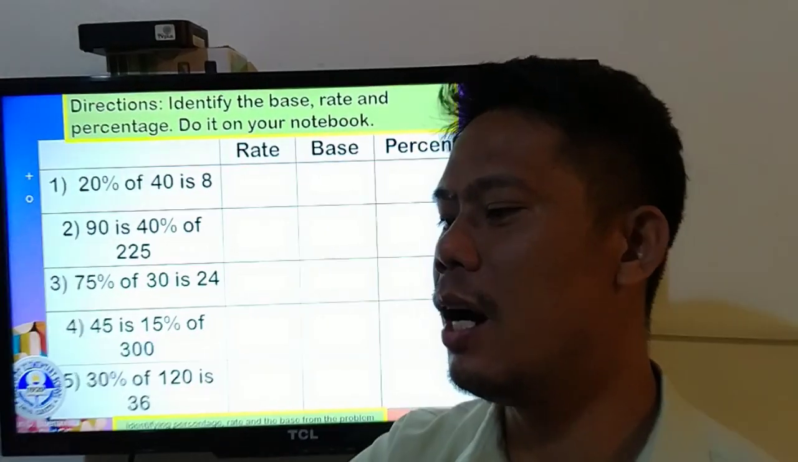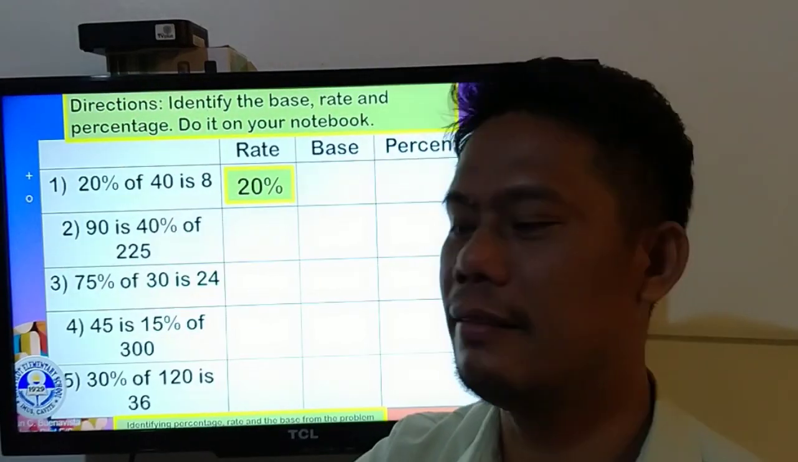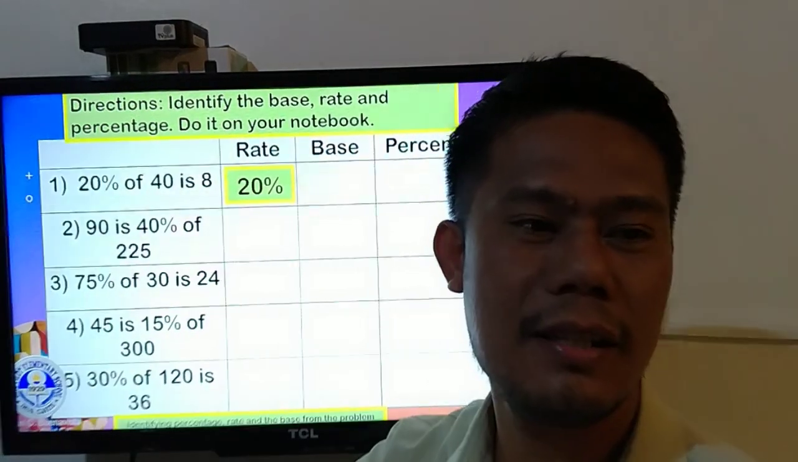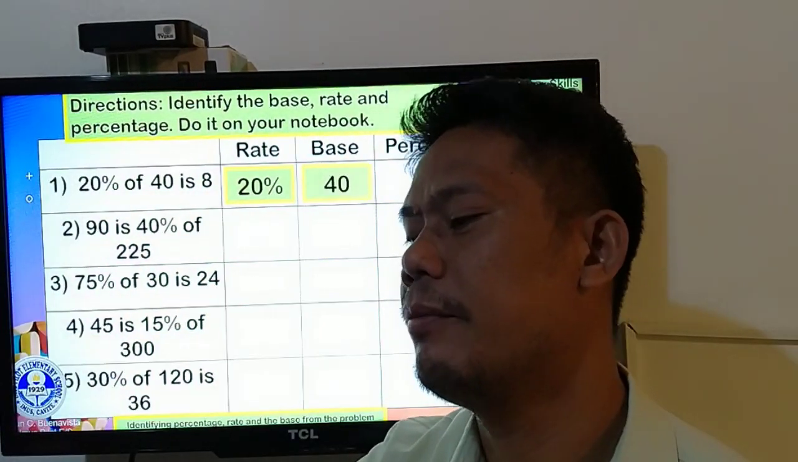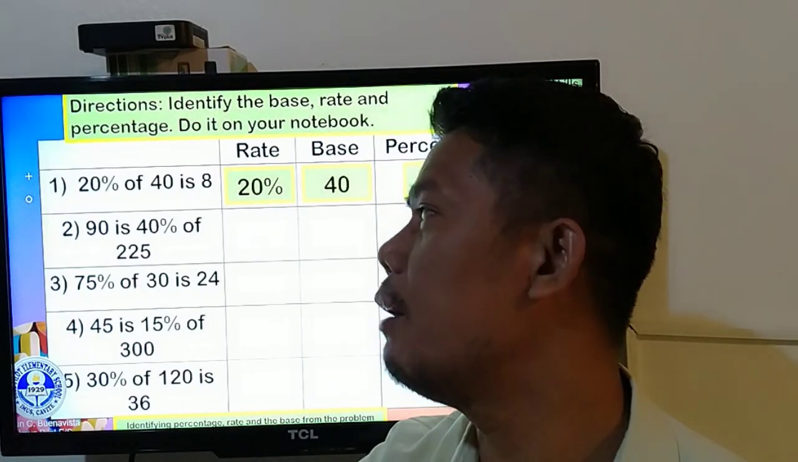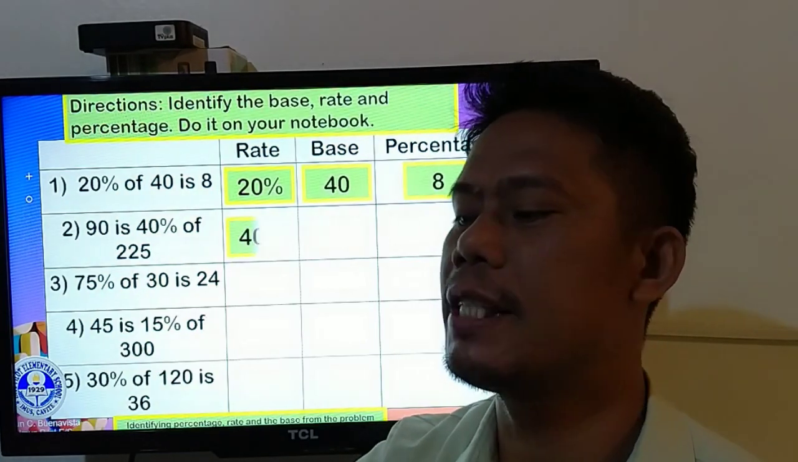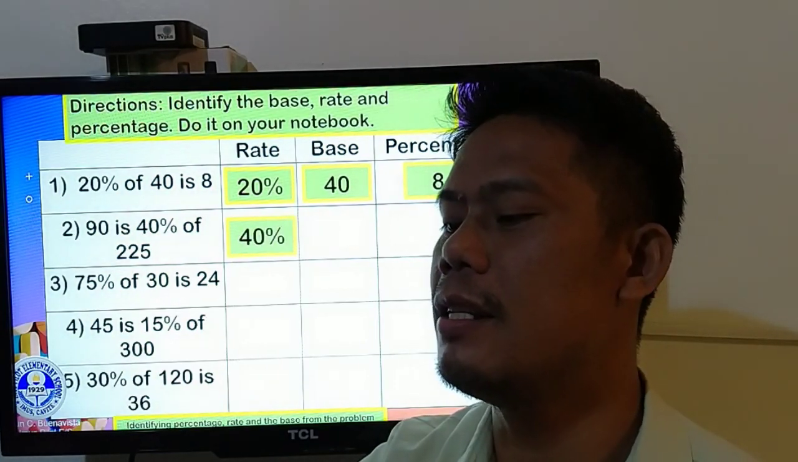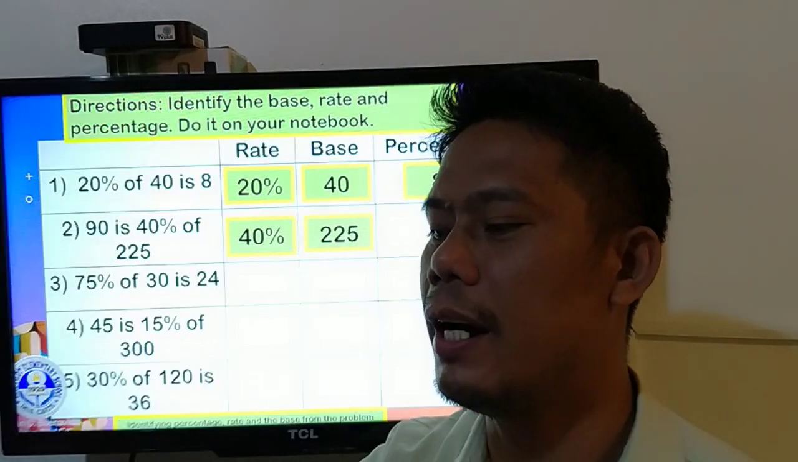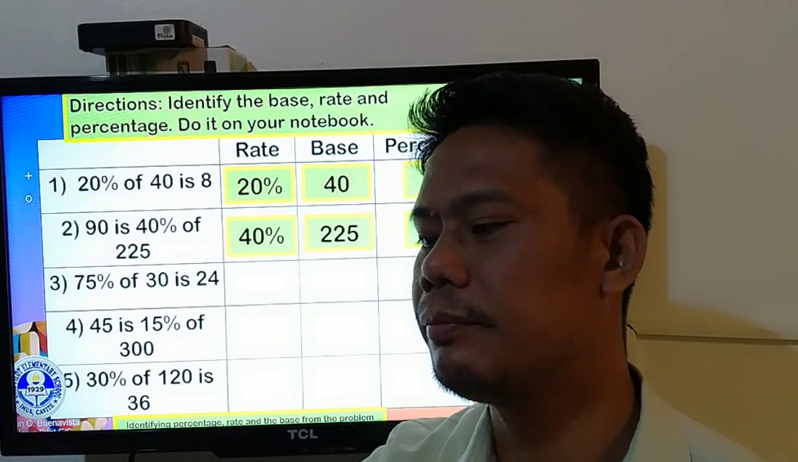Okay, let's have number 1. What is the rate? 20%. Now, base 40. How about the percentage? 8. Very good. How about number 2? Rate is 40%. Then the base is 225 and the percentage is 90.